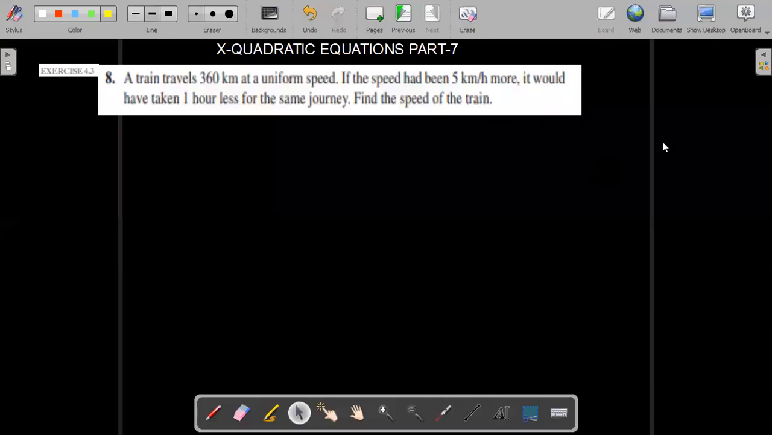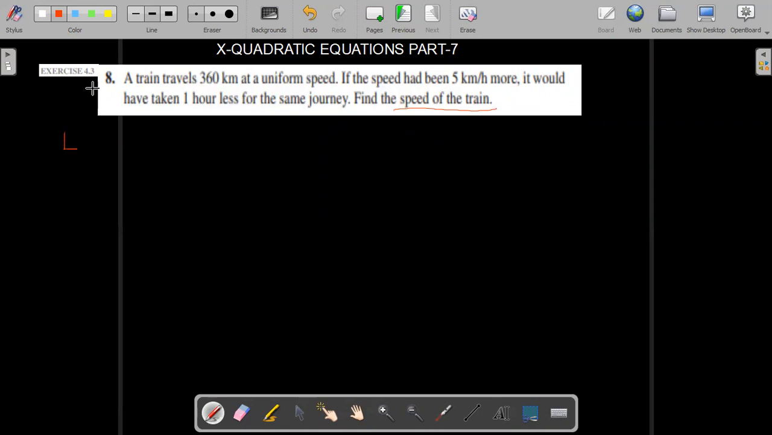Question number 8, Exercise 4.3. A train travels 360 kilometers at a uniform speed. The train is having a uniform speed that we have to find out. What we have to find out? Find the speed of the train.